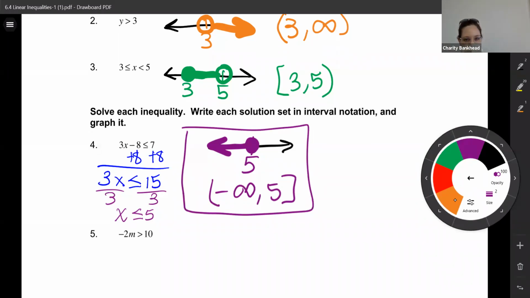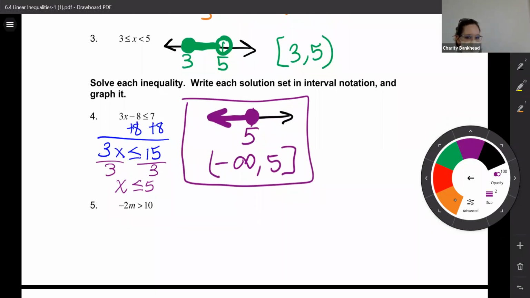So on the test, I'm going to ask you to have both of those for your answer. You need the interval notation and the number line, and it'll tell you that in the instructions.